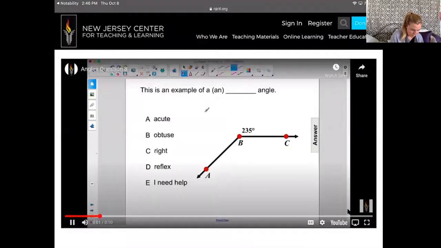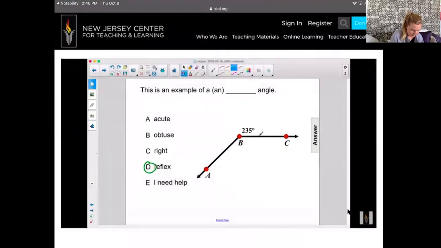This is an example of a reflex angle because it's an angle that is greater than 180 degrees. So the answer is D.